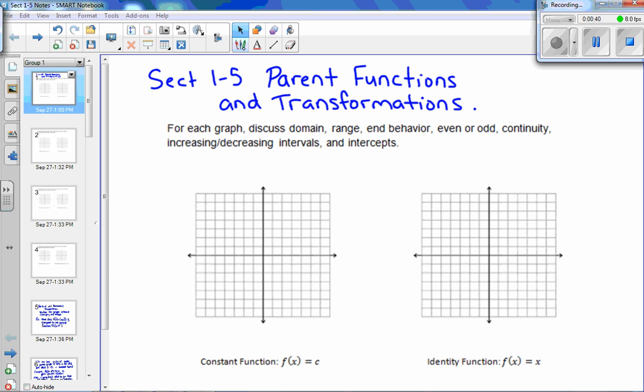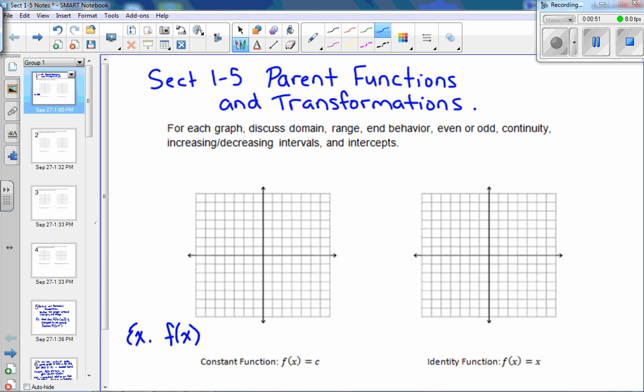The first type of function I want to remind you about is a constant function. An example would be f of x equals 3. I'm just going to assume on all of these graphs that it's scaled by 1. So remember that when we have a constant function, it's a horizontal line. That's not writing very well. So we have a horizontal line that passes through 3. That is our constant function.